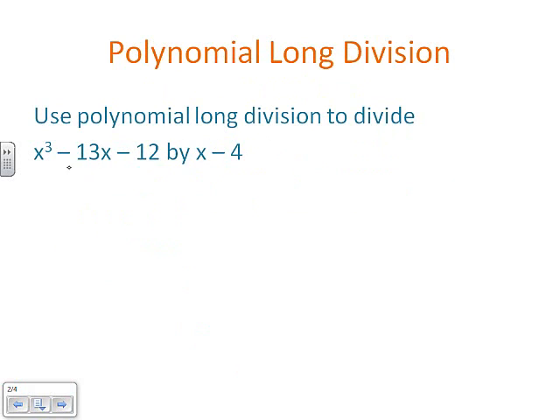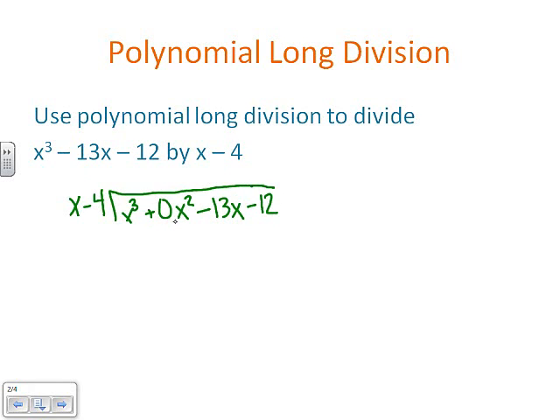Notice that in this polynomial we are missing the x squared term. So when we go to put it into our long division, x minus 4 goes outside, but inside we're going to do x cubed plus 0x squared minus 13x minus 12. The 0x squared is a placeholder for what is missing. When you divide, every single term has to be represented to go from 3 to 2 to 1 to none. Since we were missing one of them, we put it in as a 0.